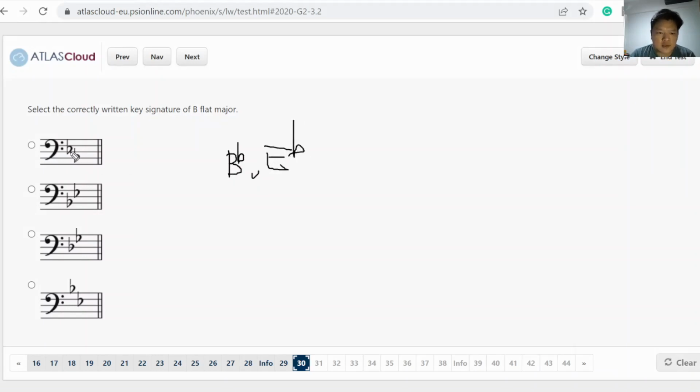So look at the first one, E flat, so out. B flat, E flat, yes. D flat, G flat, out. B flat, E flat, yes, but the B flat also very weird. So your answer is the number 2.